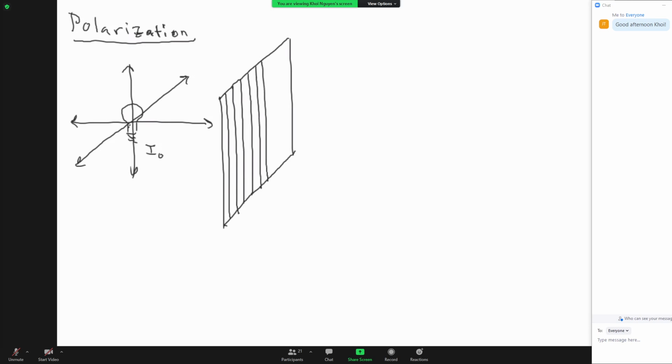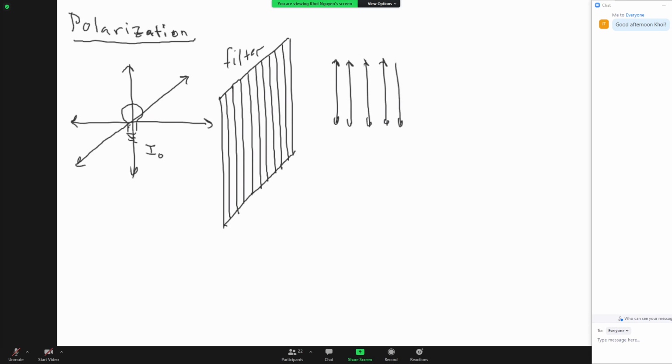So polarization is a physical filter of light. What the filter does is it only allows certain components of light to go through. Remember, there's a vertical and horizontal component of light, both the magnetic and electric field. When light is incident on this type of filter, it would only allow vertical components of light to go through, and all the horizontal components of light get stopped. So the intensity of light is now half the original intensity.